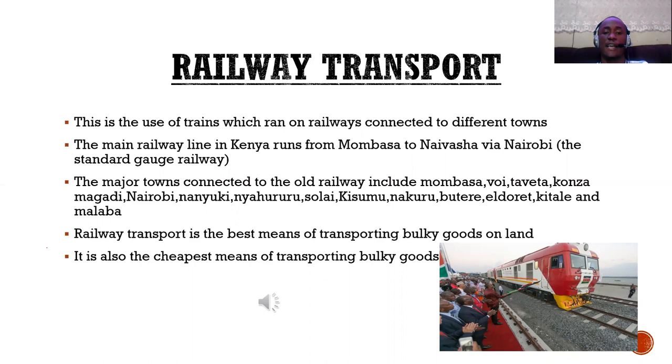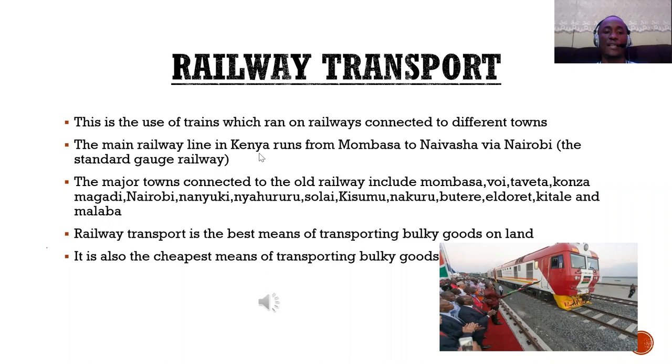The main railway line in Kenya, as I said, runs from Mombasa to Nairobi, and then from Nairobi to Naivasha. Remember, the new railway line that we have in Kenya today, the one that was constructed by the Chinese, is not the railway line that we used to have long ago. This is a different railway line. Before the standard gauge railway line was constructed, we used to have the old railway line. And this old railway line is the one that I've just written down here.